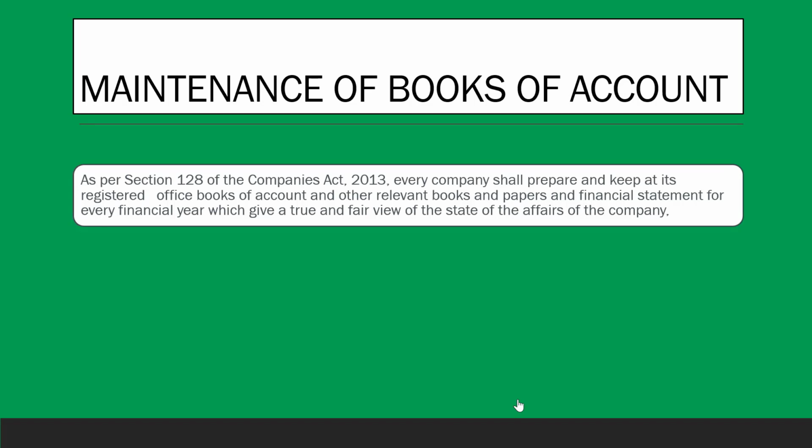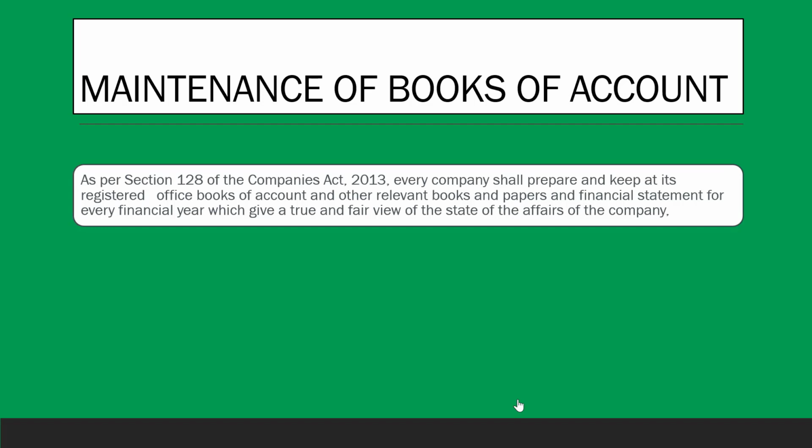So all the companies are required to maintain their books of account at their head office or their registered office, where they have to maintain all the relevant books, papers, financial documents supporting even the balance sheet. Everything they have to keep at their registered office, and it should give a true and fair view of the state of affairs of the company, which means that books should be accurate, and it should fairly reflect the assets and liabilities of the company.